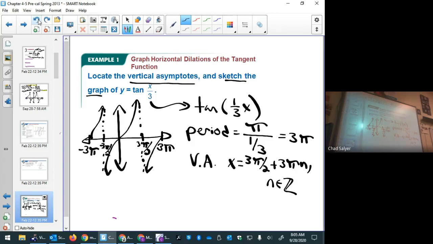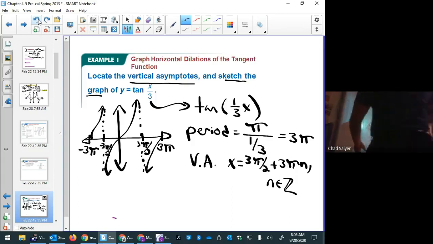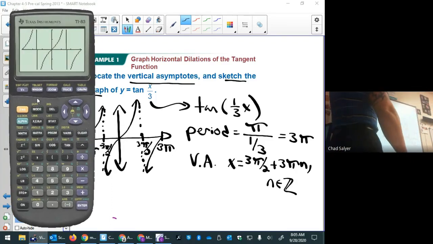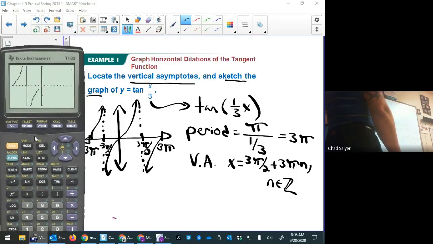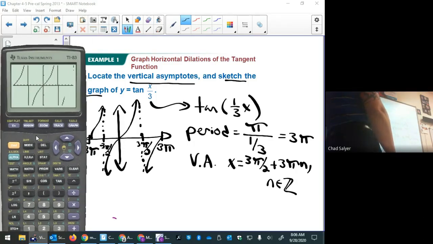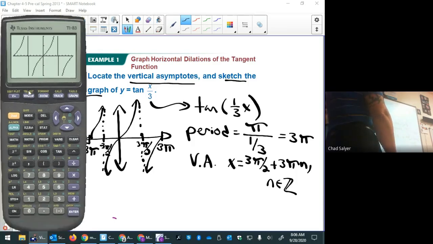As usual, we'll use a calculator to check ourselves here. You never know, people make mistakes. So tangent of x over 3, and I need to change my window to go from negative 3 pi to 3 pi. Yep, we got it right, looks like.